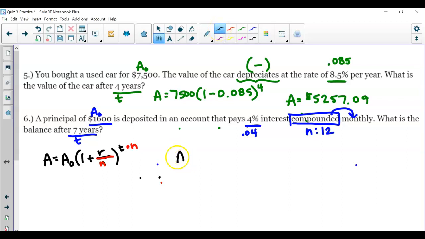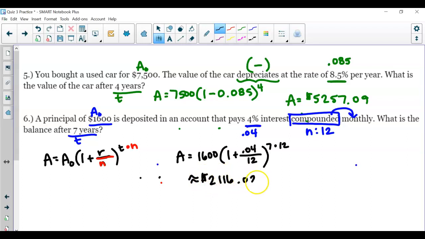So we need to set this up as A is equal to 1,600 times 1 plus our rate 0.04, but divided by 12, because that is your value of N here. Then raise that to the T, which is 7. But again, don't forget to also multiply that by 12 here. So now once you solve this, the final value in the account is approximately $2,116.02.